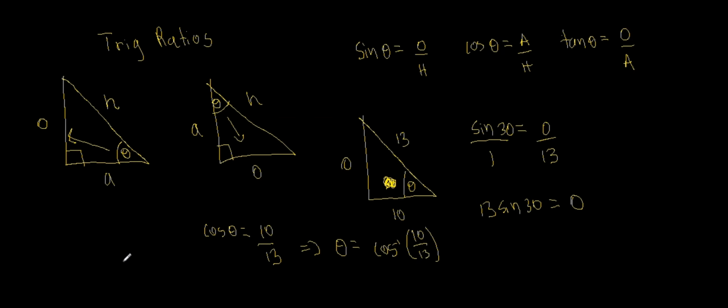Now one last example with this is with tan. Let's see, we are given theta to be 30 again. Here is 5, and we want to find the adjacent. So we have opposite and adjacent. Which formula has that? Tan.